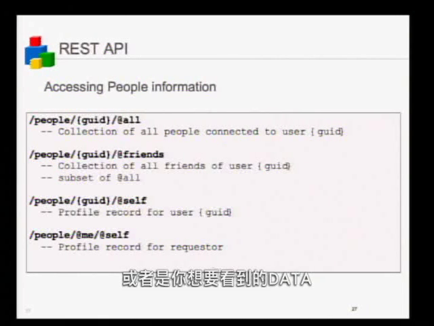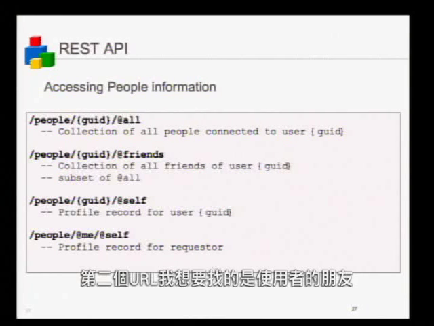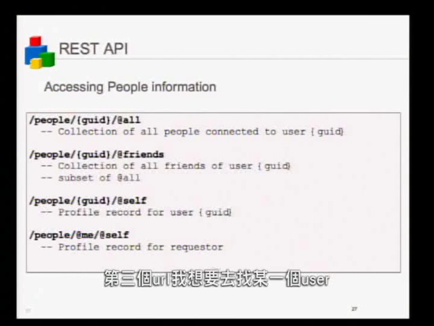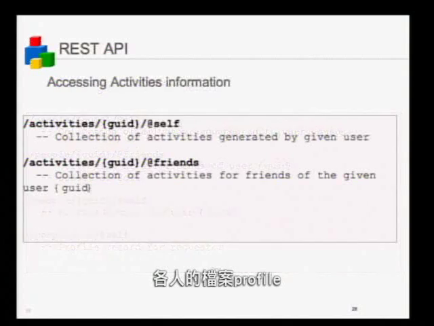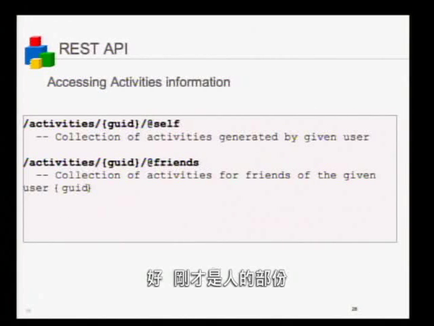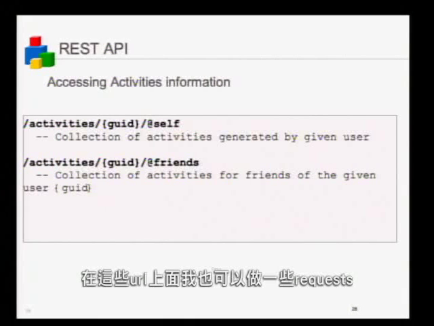The first URL is: I want to see all of the people connected to this particular user ID. Likewise, the second URL is: I want to see just the friends, which could be a subset of all the users. And the third one is if I want to pull up profile information for this particular user, I can issue a request to that URL and extract that information. That's for the people portion of the API. For activities, if I want to access activities, I could start executing requests on these types of URLs.